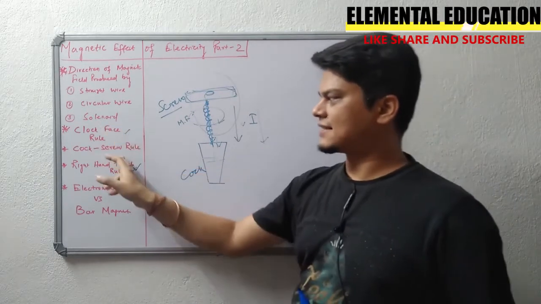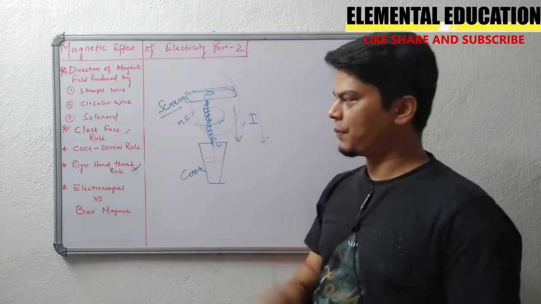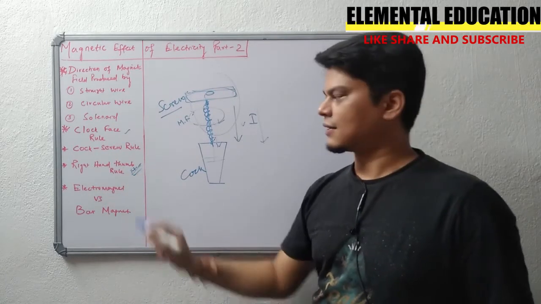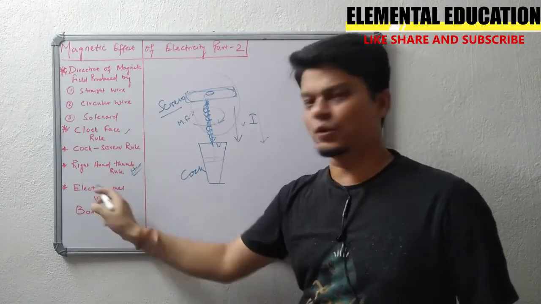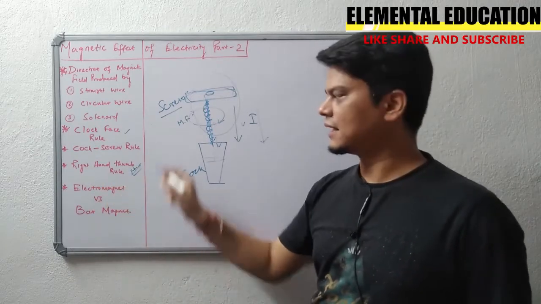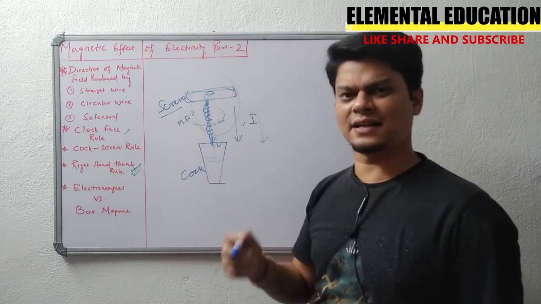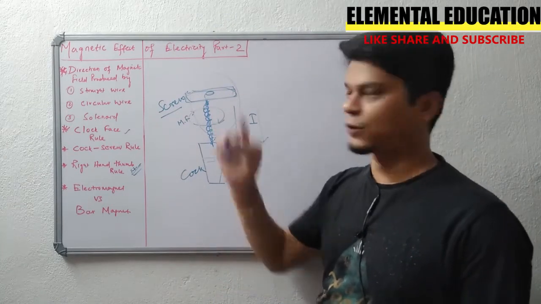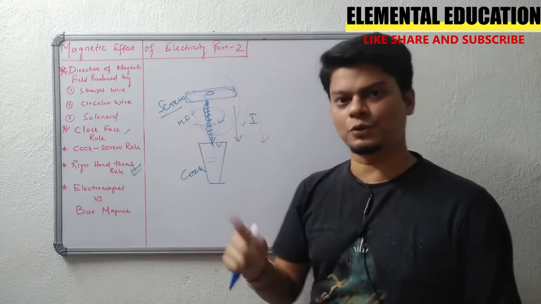All these three rules are saying the same thing, but right hand thumb rule is quite popular. We will be using right hand thumb rule more often in all our studies in AC generator, DC motor, DC generator, later on in the third part of this video. In the magnetic effects third part, we will be using those things.